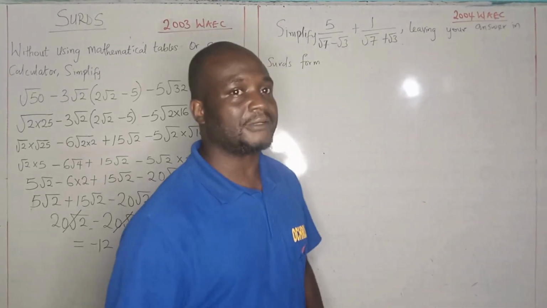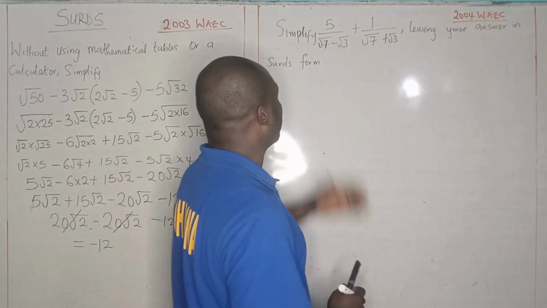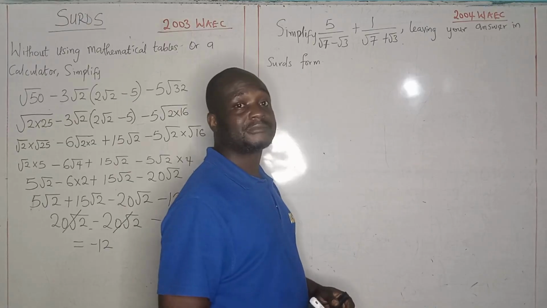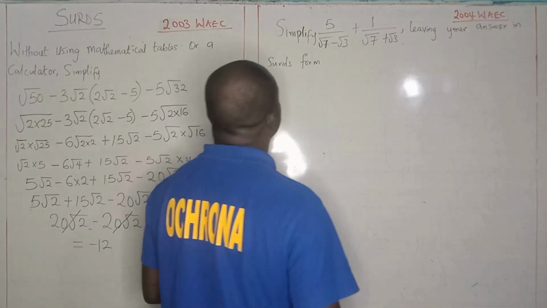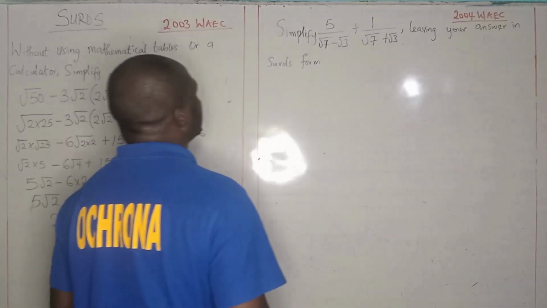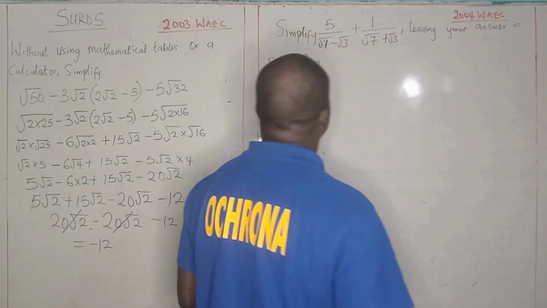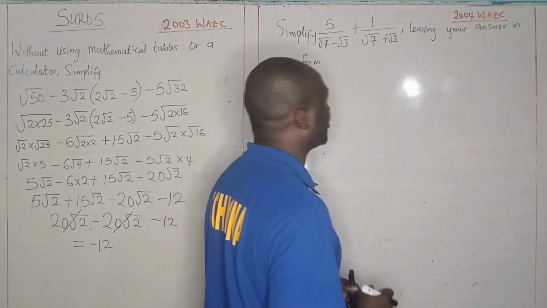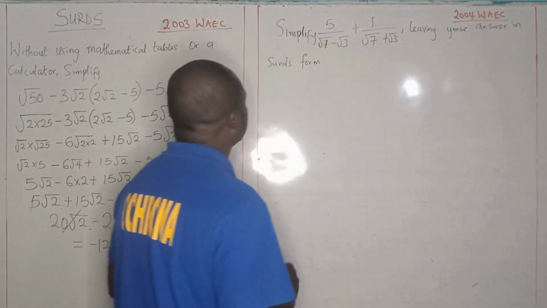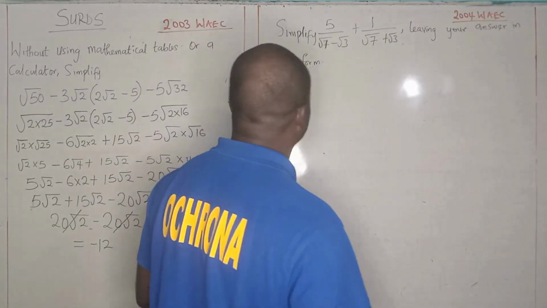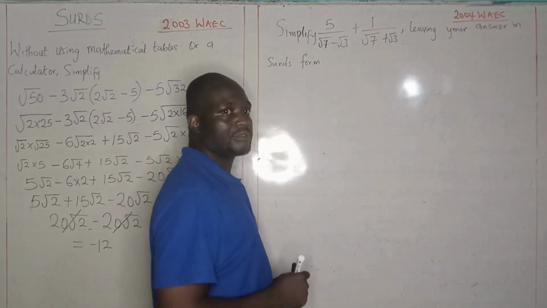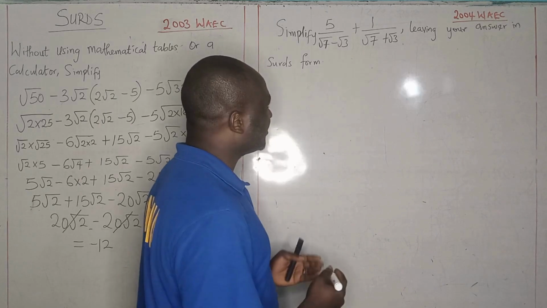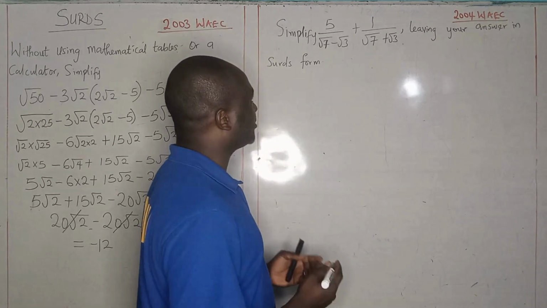Also, in 2004, they gave us a Surds question. And that Surds question says 5 over root 7 minus root 3 plus 1 over root 7 plus root 3 are to be simplified, and the answer should be left in Surds form. So what should we do? This is quite simple and direct.